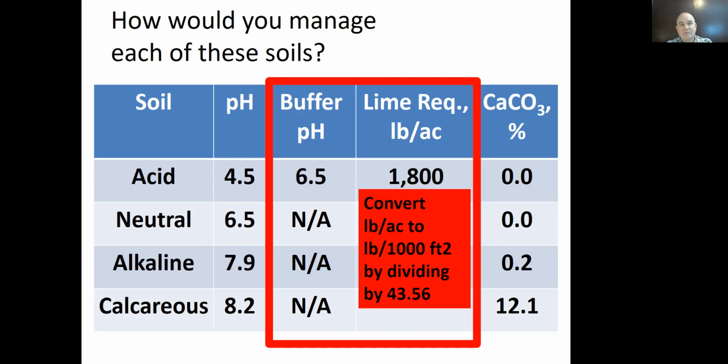So in order to convert that, there's 43,560 square feet in an acre. So that just means that in order to convert to pounds per 1,000 square feet, I just divide by 43.56 in order to convert that. So if I wanted to do that, it would be dividing 1,800 by that number.